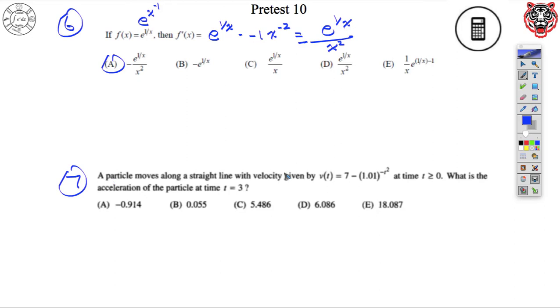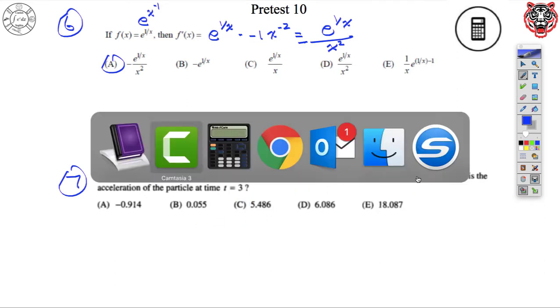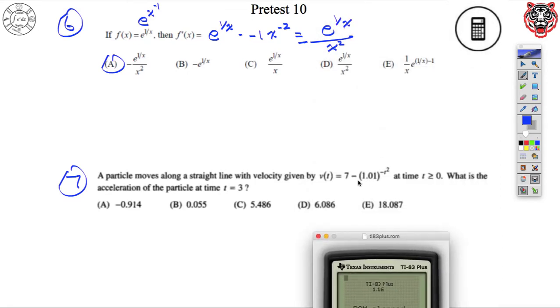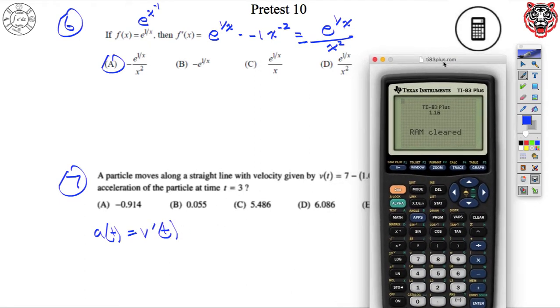Number 7, we have a particle moving here, and these are decimals. We definitely need a calculator. Let's pull that up. All right, so what do we need to do? We need to plug in this, and we need to find the derivative. The reason that we need to find the derivative is because acceleration, which we're trying to find, is equal to the derivative of velocity. So we need to plug in this function and then find the answer.